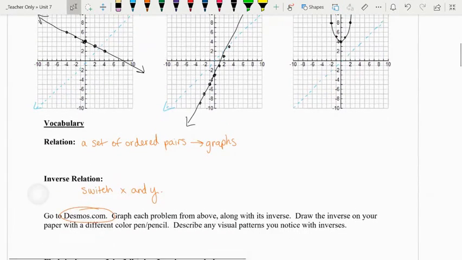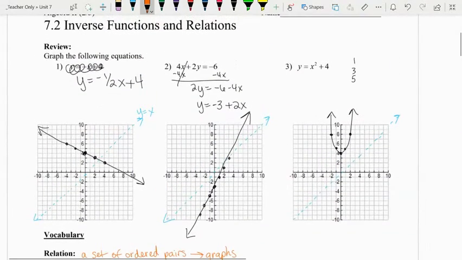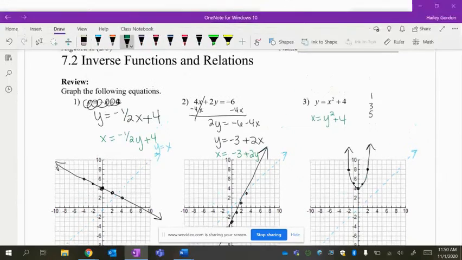So go to Desmos.com and type in the inverse. And the inverse, basically what you're going to do is type in x equals 1/2 y plus 4. So you're going to graph the opposite of it. So this would be x equals negative 3 plus 2y. And this would be x equals y squared plus 4. And just see what that turns into. Okay, so go ahead and do that.